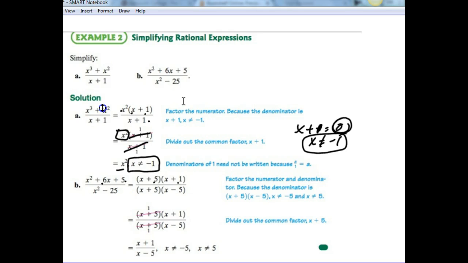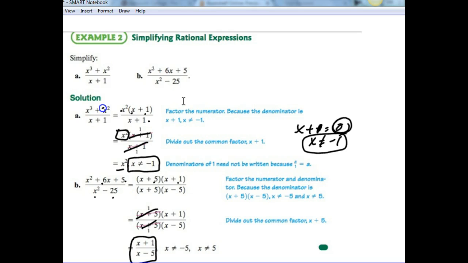The bottom is called the difference of two squares. You have x squared minus 25, which always breaks down into x plus 5 and x minus 5. Well, when I factor all those out, as you can see in the solution here, the x plus 5s cancel each other because you have one on top and one on bottom, and that always cancels. That leaves you with what's left, which is the x plus 1 on top and the x minus 5 on the bottom.